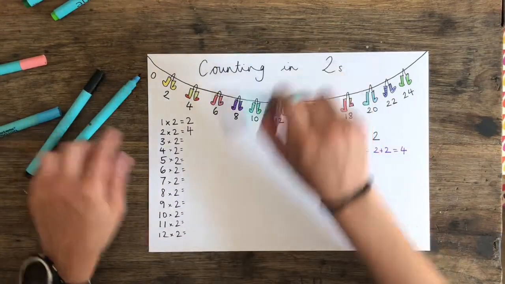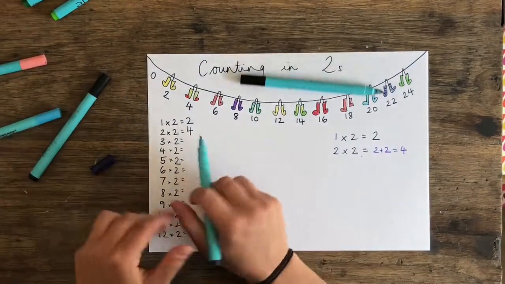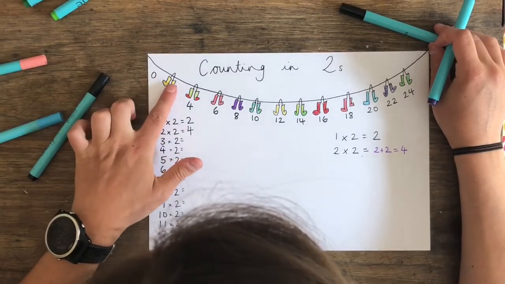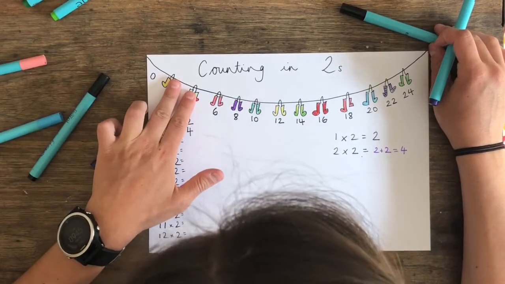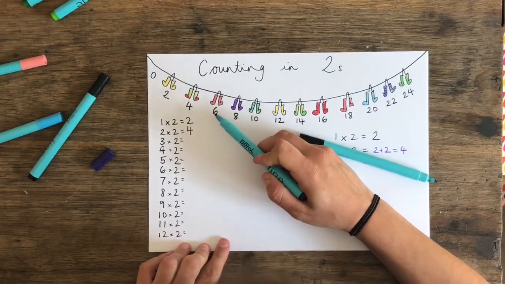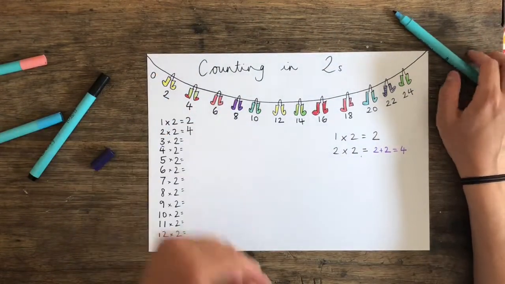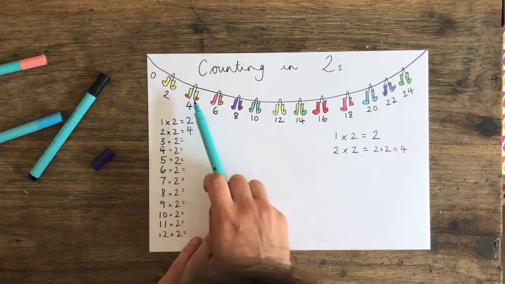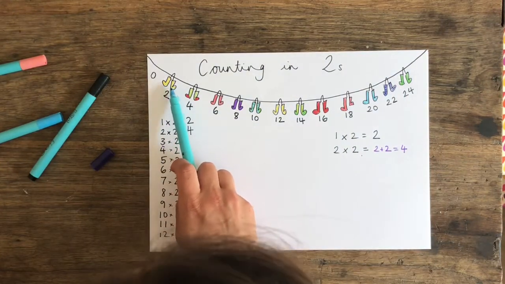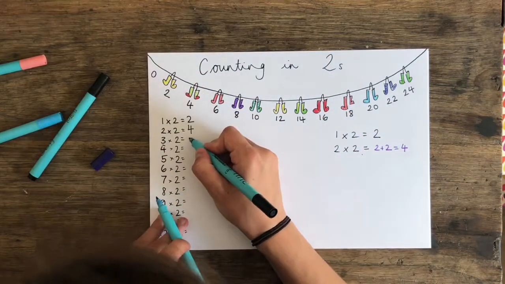3 times 2. 3 times 2 is the same as saying I have got 3 pairs of socks. So let's count together. That's 1 pair of socks. That's 2 pairs of socks. And that's 3 pairs of socks. So how many do I have? I've got 6. I could just count in my times tables. 2, 4, 6. I could count the pairs of socks. 2, 4, 6. Or I could just add them together. So I've got 1, 2, 3, 4, 5, 6. So 3 times 2 is 6.